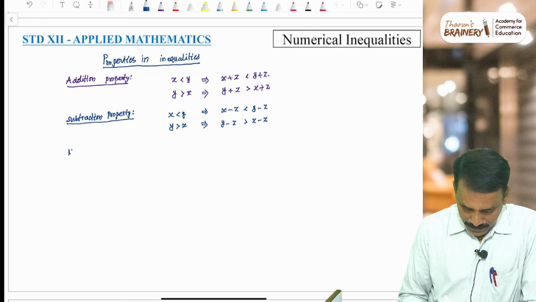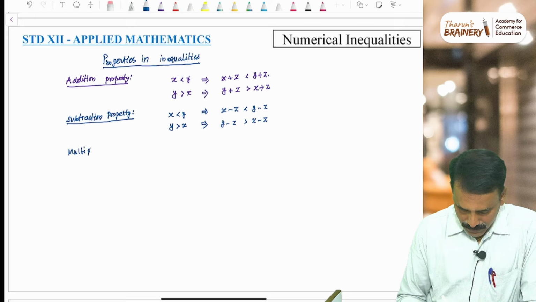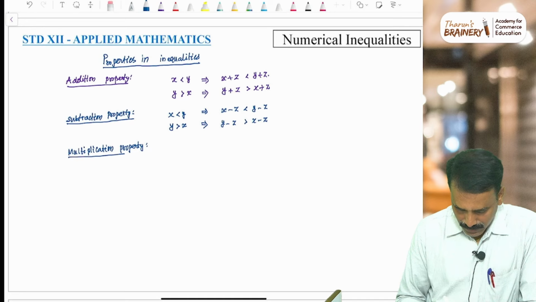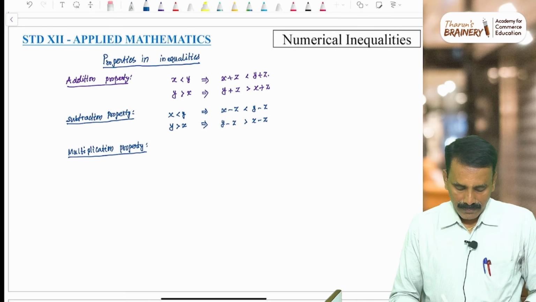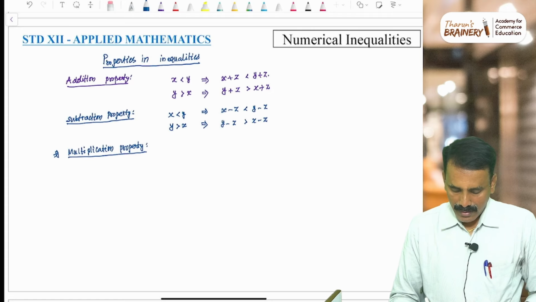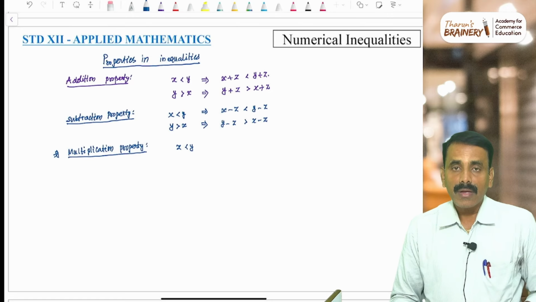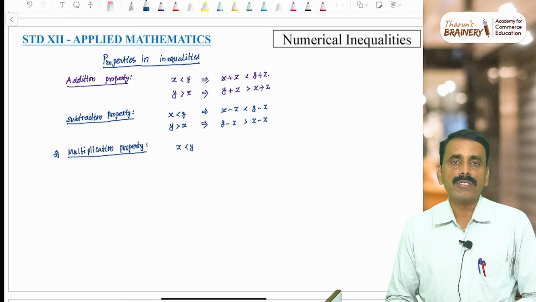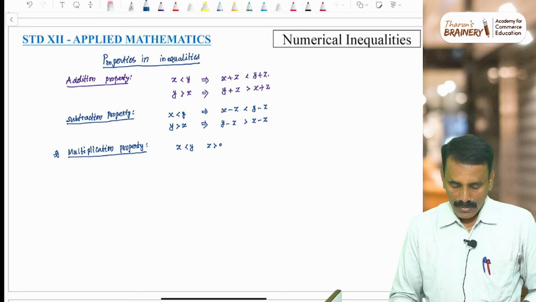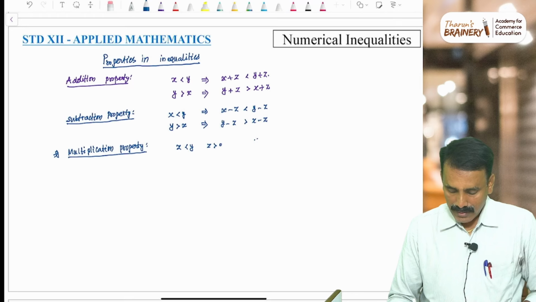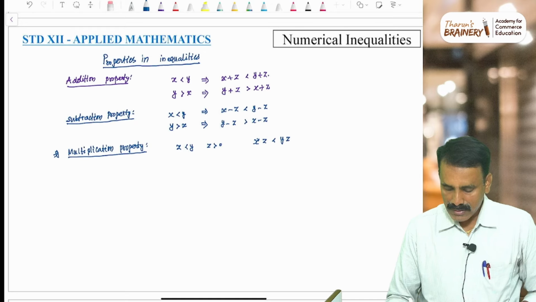Multiplication property. Multiplication property, we have to be very careful with that. If x is less than y and if I multiply by a constant which is strictly greater than 0, strictly greater than 0 on both the sides, what will happen? The inequality is maintained. X z will be less than y z.